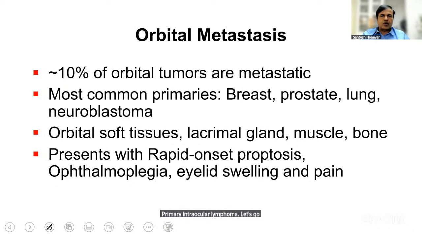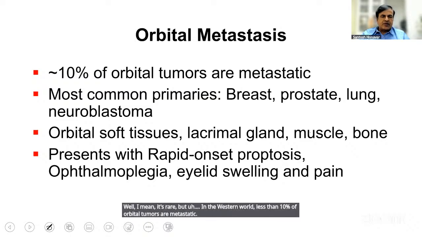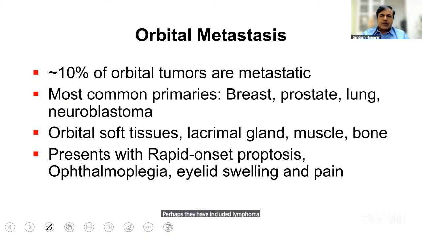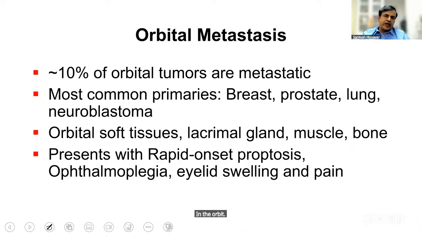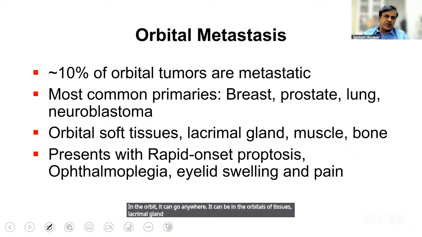Let's go on to the orbit. The orbital metastasis, well, it's rare, but in the Western world, less than 10% of orbital tumors are metastatic. Perhaps they have included lymphoma also in this. Most common primaries are breast, prostate, lung, and neuroblastoma. In the orbit, it can go anywhere. It can be in the orbital soft tissues, lacrimal gland, muscle, and the orbital bone.